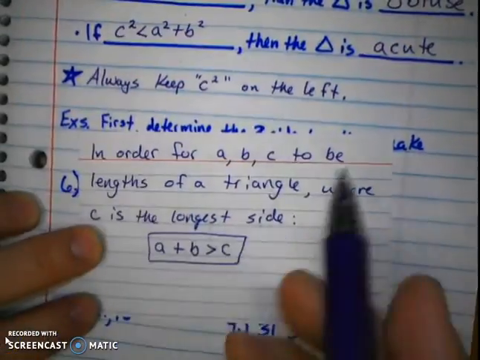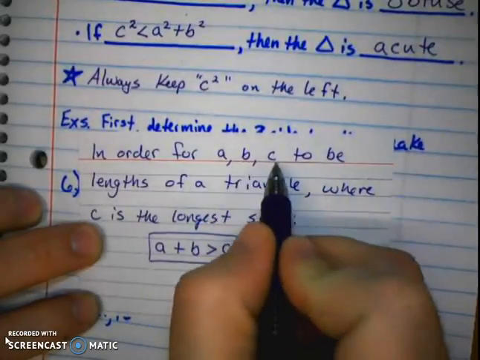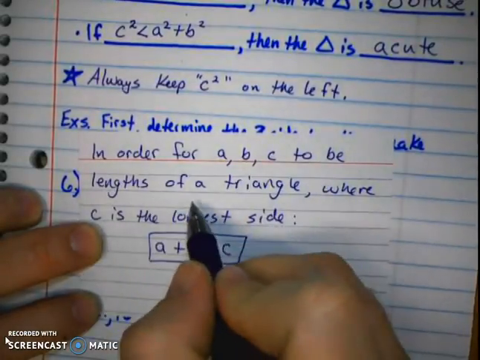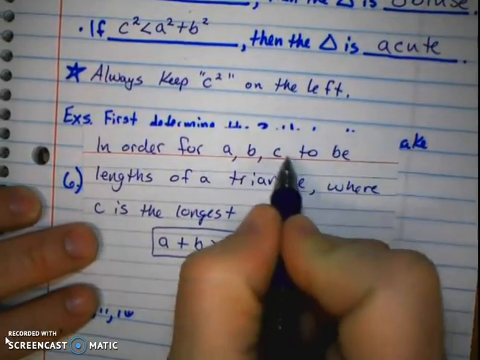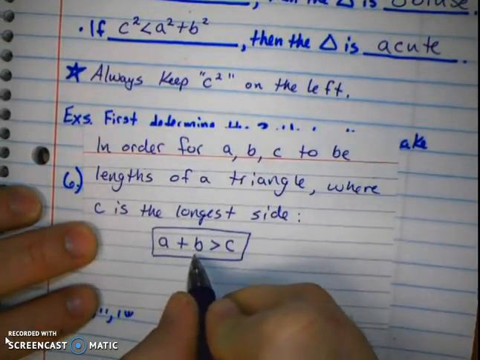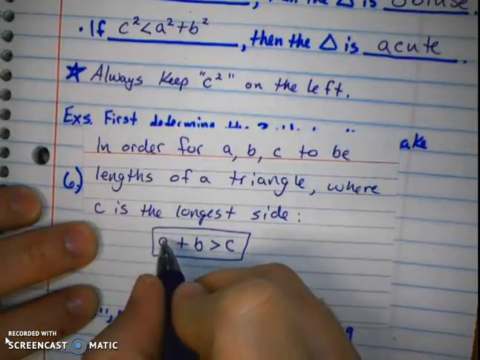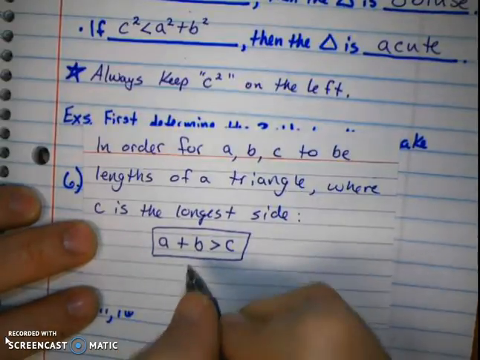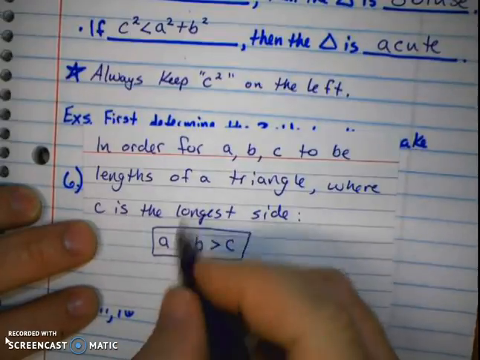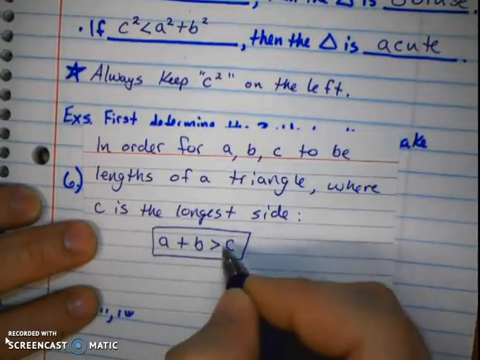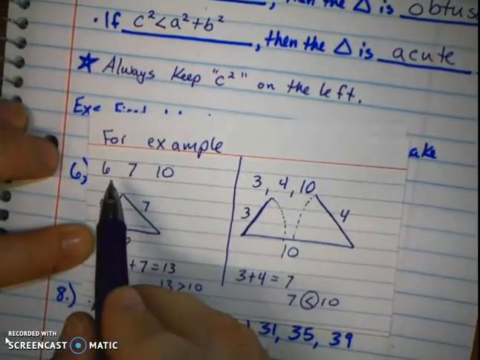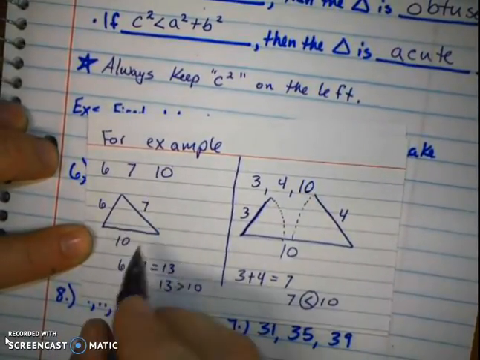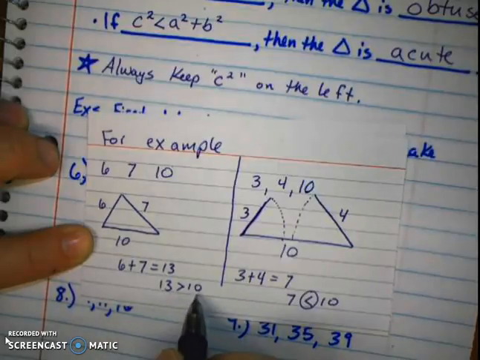All right, in order for A, B, and C to actually be lengths of a triangle, for this actually to make a triangle where C is the longest of the three sides, A plus B has to be greater than C. Notice I didn't say squared. We're not talking Pythagorean theorem here. We're just saying the relationship of the individual sides, A and B, have to add up to more than the third side, like this. Okay, if I've got sides 6, 7, and 10, they can form a triangle because 6 plus 7 is 13, which is greater than 10.